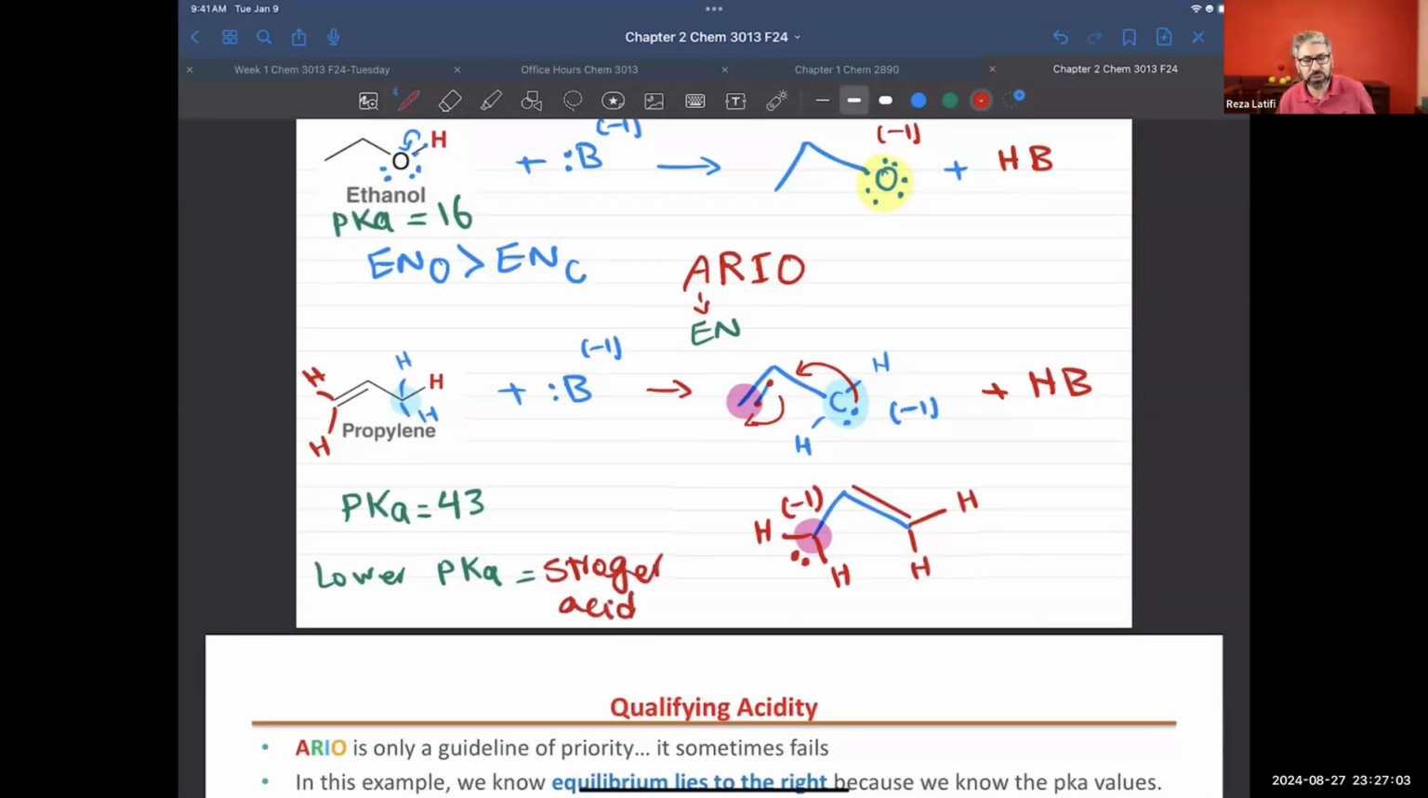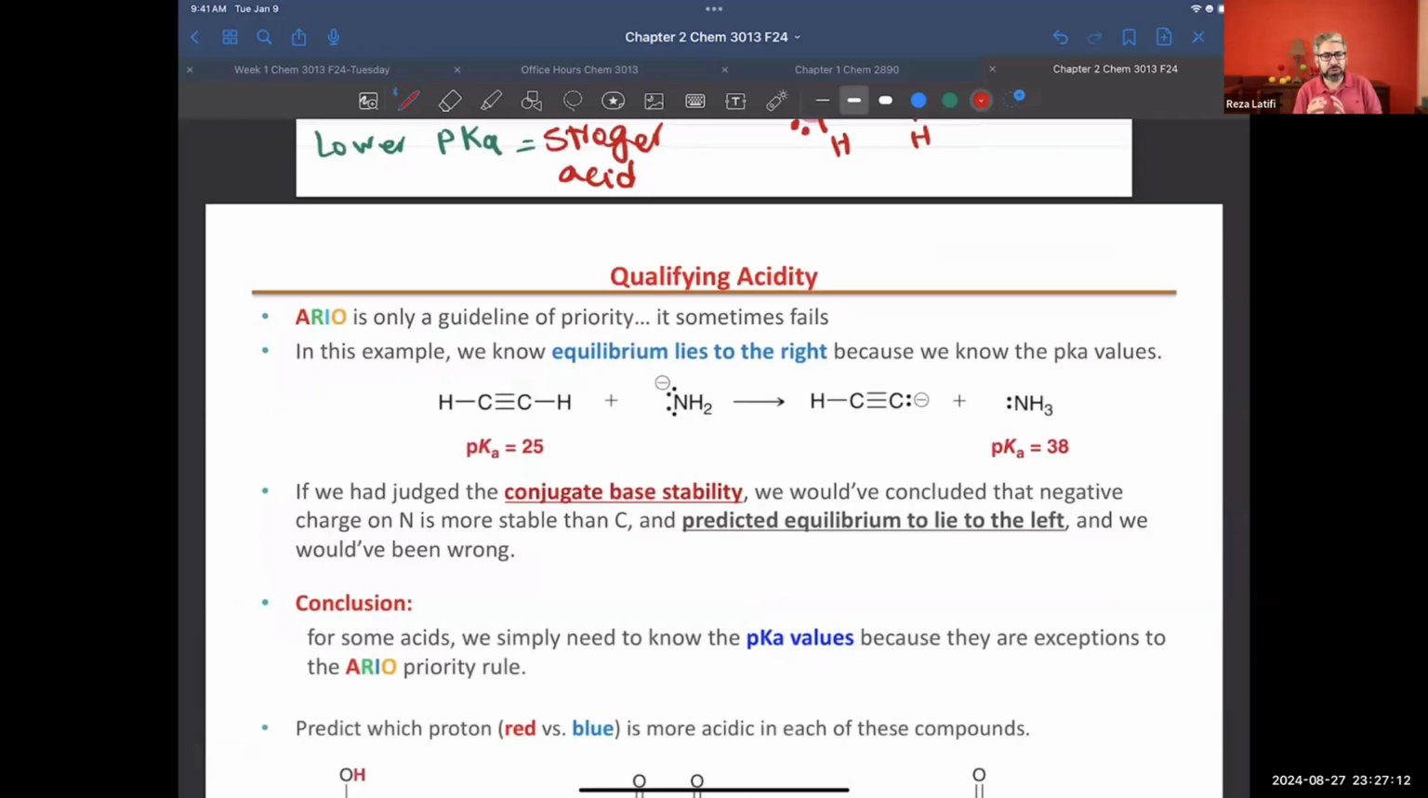And in this case, ethanol will be the stronger acid, stronger acid than the propylene. Next, should I really stick with this abbreviation all the time? Is there any chance maybe it's not going to be correct sometime? Yes. It's a good guideline, but it's not going to work all the time. And this is one example.